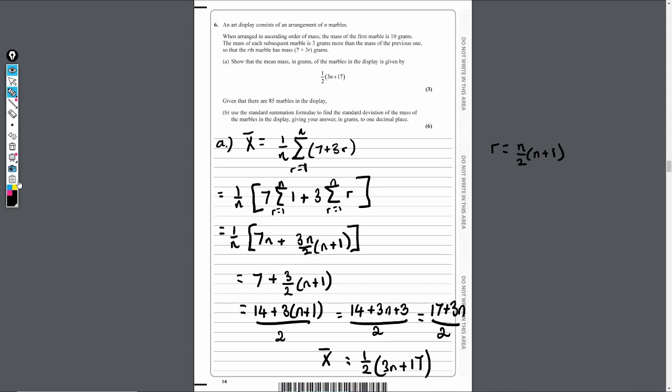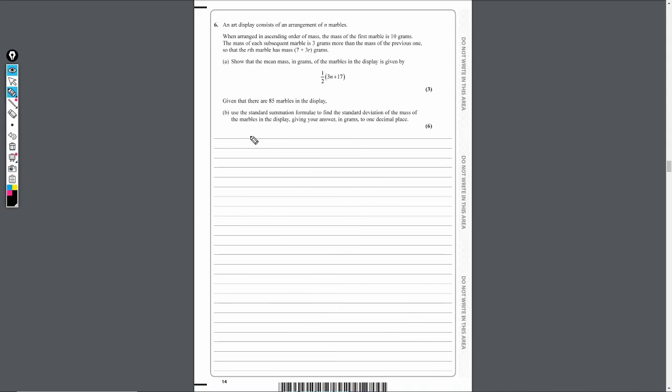Let's have a go at part B now. So it's a bit longer and a little bit more complicated. So we're told that there's 85 marbles in the display, and we've got to use the standard summation formula to find the standard deviation here.